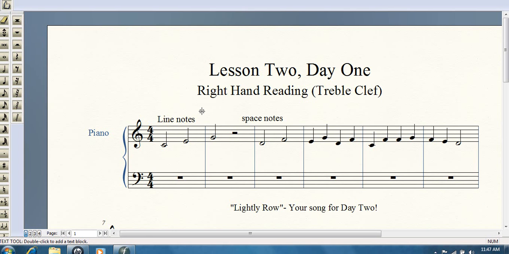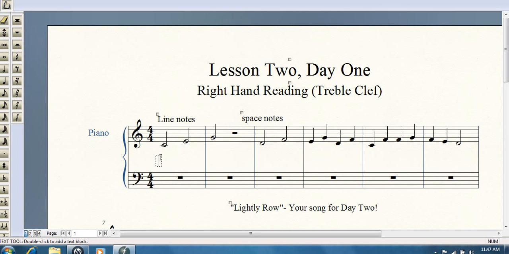So, in this lesson, we're going to be talking about reading music in the treble clef. Remember that this upper clef right here is the treble clef, and we're going to learn about the line notes and some space notes. We're going to learn what the C, the D, the E, the F, and the G look like in terms of music.